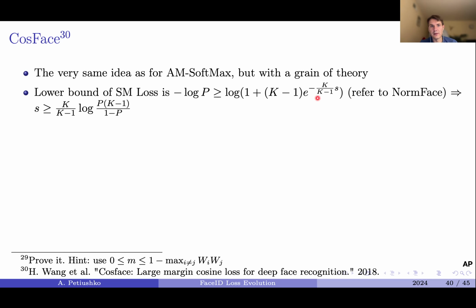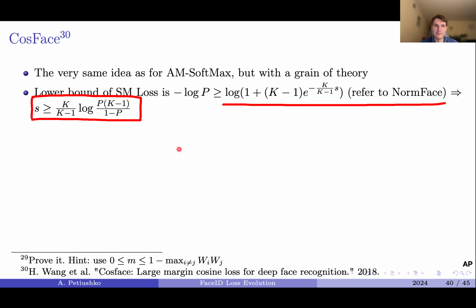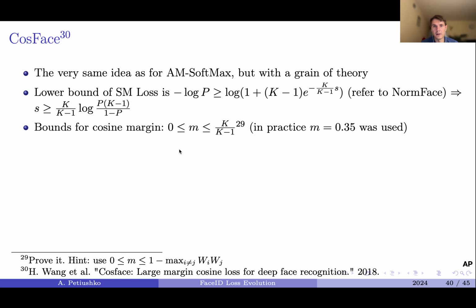So the lower bound of softmax loss is this one. I think we also did it for NormFace. Also there it was L squared. So we can find the lower bound of S, and the bound for the cosine margin. This is an additional term. This is from 0 to k over k minus 1.